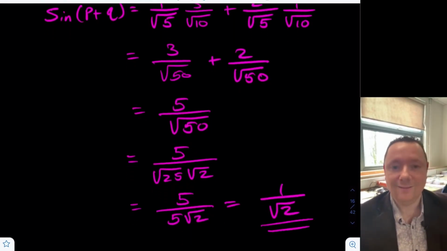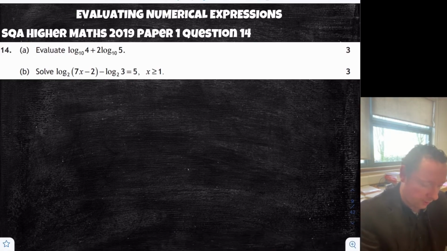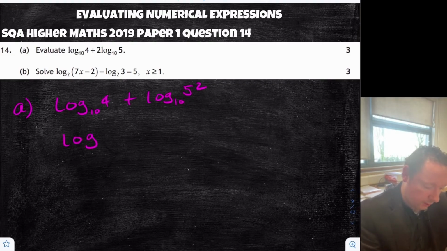And you're done there. Okay, evaluate numerical expressions, SQA Higher Maths 2019, paper 1, question 14. Part A, evaluate log 10 4 plus 2 log 10 5. So we've got log 10 4 plus log 10 5 squared, because I can take the 2 up. So that's log 10 4 plus log 10 25.